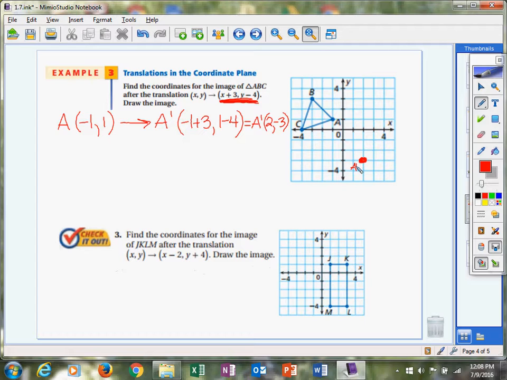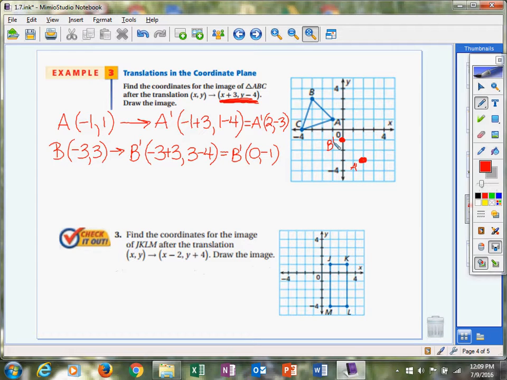Okay, all right, so let's do the same thing with B. B is located at, looks like -3, +3. So we're going to have to do the same thing with B prime. We're going to follow the same pattern. For my x, it tells me to add 3, and to my y, it tells me to subtract 4. And so that's going to give me -3 + 3 is 0, and 3 - 4 is -1. So that's where B prime is located at 0, -1. And there's B prime.